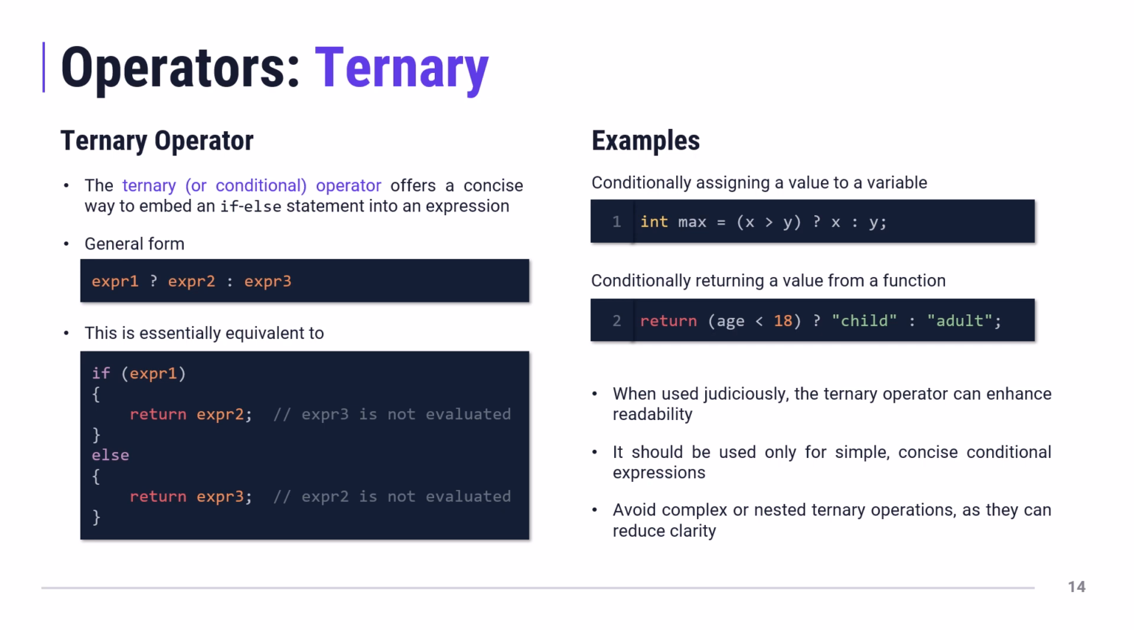Same thing here. So maybe you've got a function and you want to return a string based on someone's age. So if age is less than 18, we're going to return child. Otherwise, we're going to return adult. When you use it judiciously, it can enhance the readability of your code. Rather than having this big verbose if-else block, if you've just got a very simple condition, then use the ternary operator. If you've got very complex conditions, you've got this big, long condition, avoid using it.